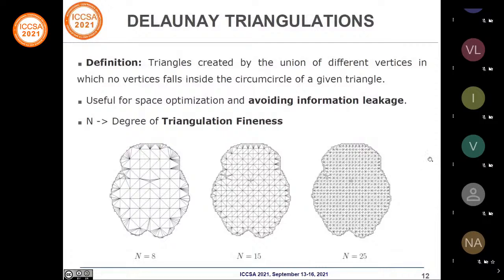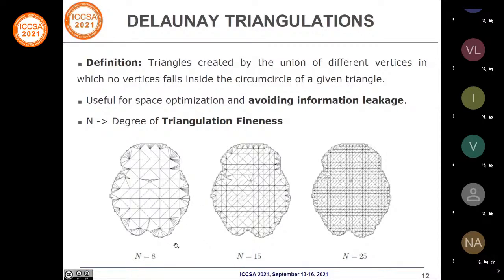First, the Delaunay triangulations, I was talking about it just a few minutes ago. Definition: these are triangles that are created by the union of different vertices, and no vertices fall inside the circumcircle of that given triangle. So this way you can see here that in the regular areas of the brain, it's quite easy, just like squares. But if you go to the more complex areas of the brain, you have a more complex and detailed structure of points where the regression is going to take part.